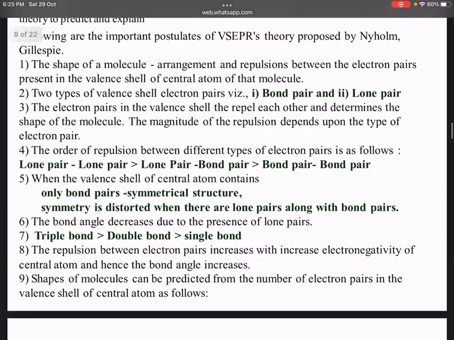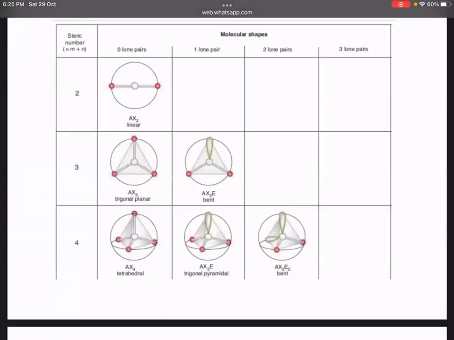If you have 0 lone pairs, total electron pairs is 2, linear. 0 lone pairs, 3 electron pairs, only bond pairs, triangle. You have 1 lone pair, then it becomes bent shape. Then you have 4 electron pairs: tetrahedral, then 1 lone pair, trigonal pyramidal, and 2 lone pairs, bent. Okay.